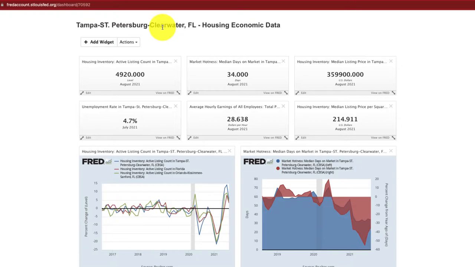So let's go over what this dashboard is. If we're new to dashboards, dashboards are quick, easy ways to interpret data in a single view. So we're trying to gauge the health of our market. In the top left corner, I have housing inventory. We could see what the active listing count is in Tampa. So how many houses are available on the market.